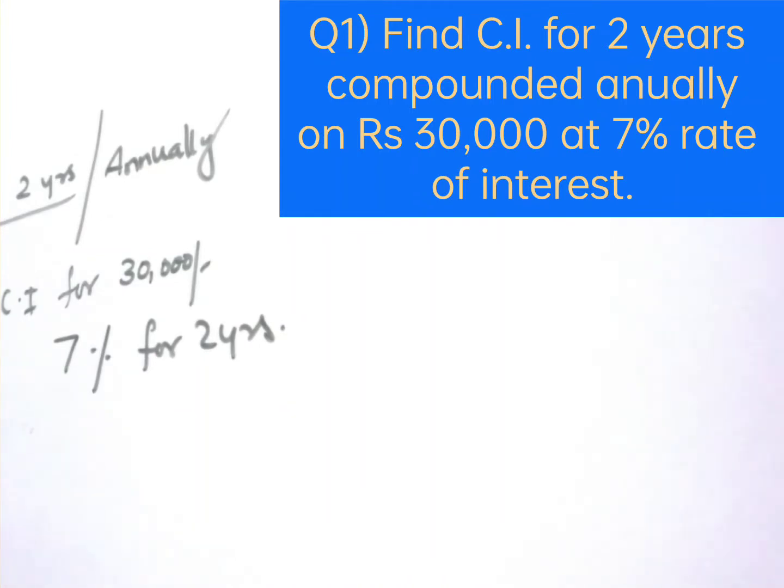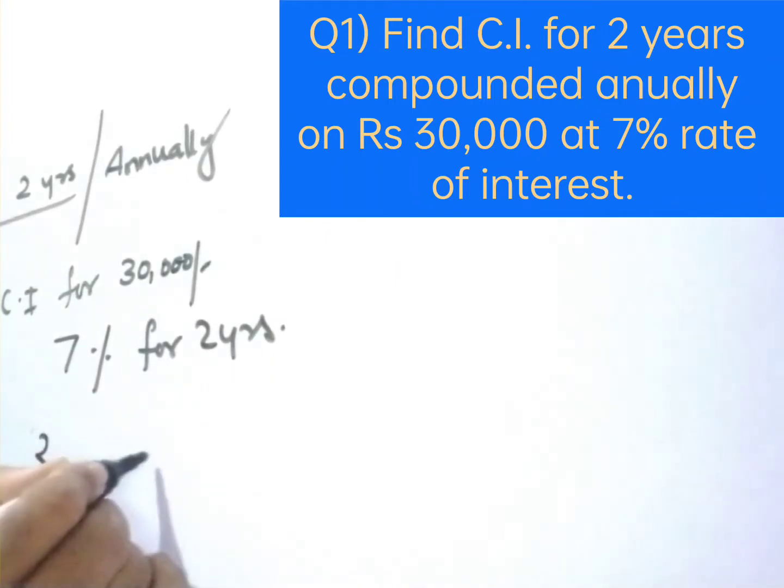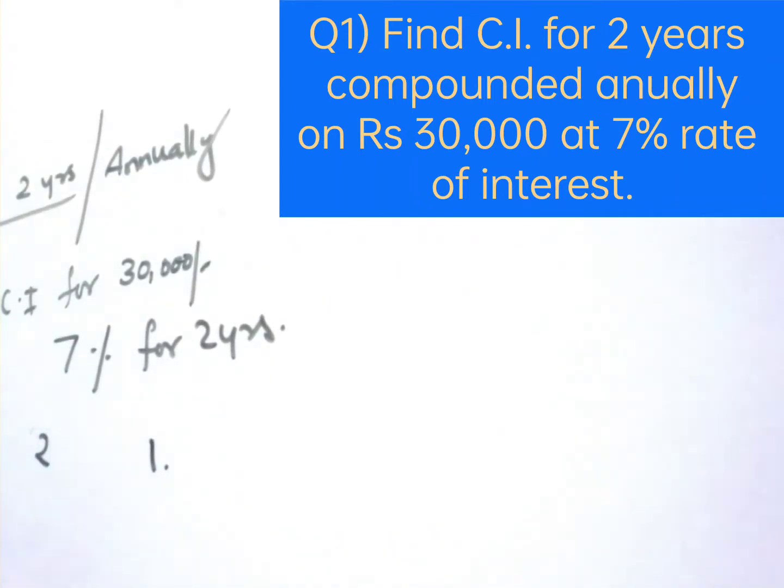Now, what we have to remember is, we have to take 2:1, because this is a period of 2 years. Now, let us see how to find this. So, we have to take the amount that is 30,000 rupees. First, how much percent we have to find? 7%.